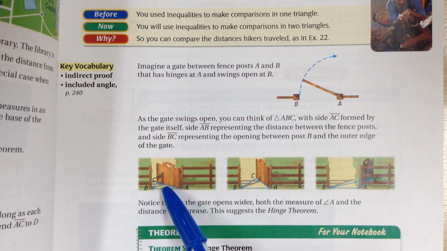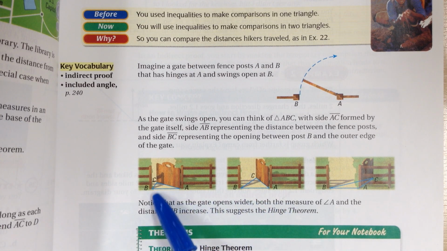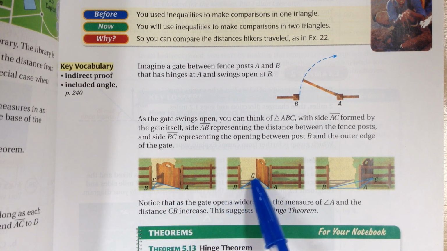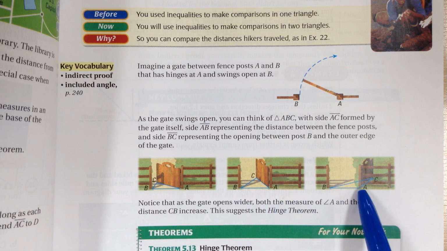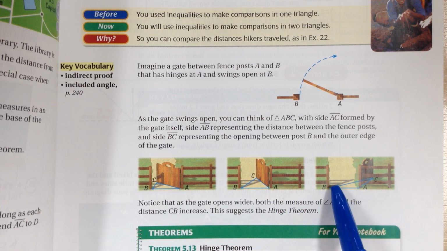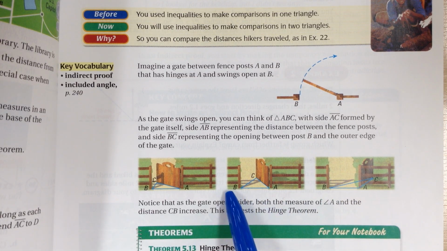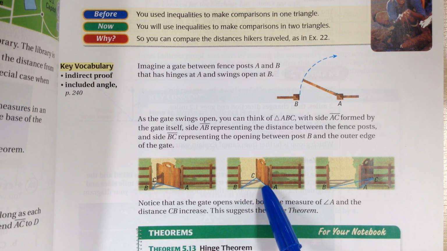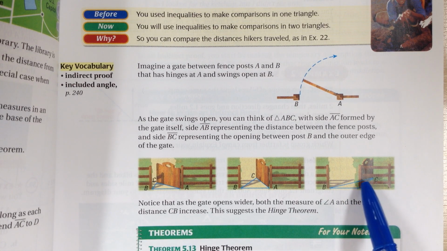So you can see as you open, you increase the angle A. As you increase the angle A, notice the length of BC gets bigger, right? So the bigger the angle, the bigger the distance BC gets. And notice AB and AC stay the same. The only thing that changes is the angle A. So once the angle A changes, it also changes the length of BC.